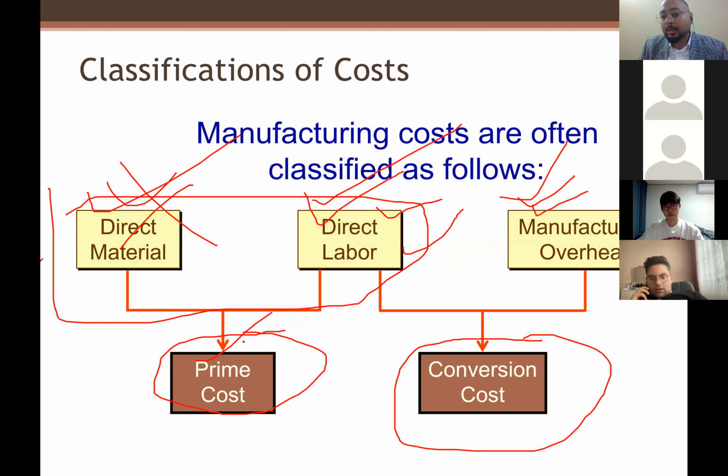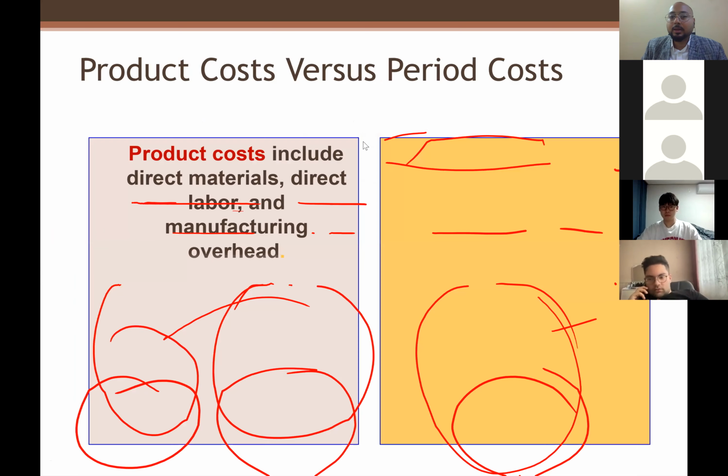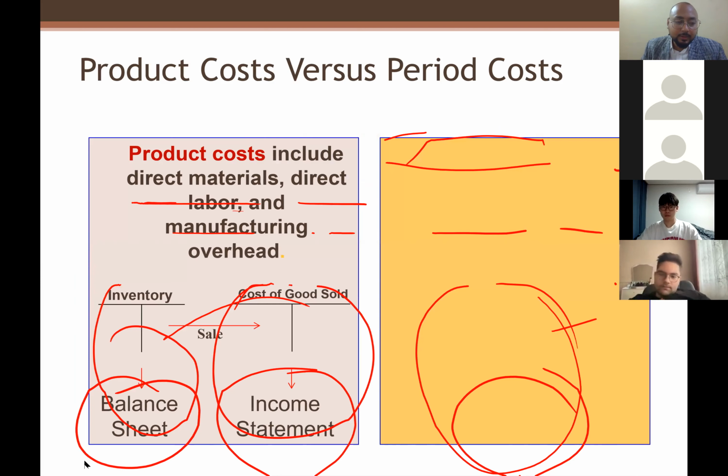So normally, in the high-tech industry, those who make machineries, big machineries, their prime costs are huge. So those industries who are technologically based, their conversion cost is huge, right? Okay, we already started this.